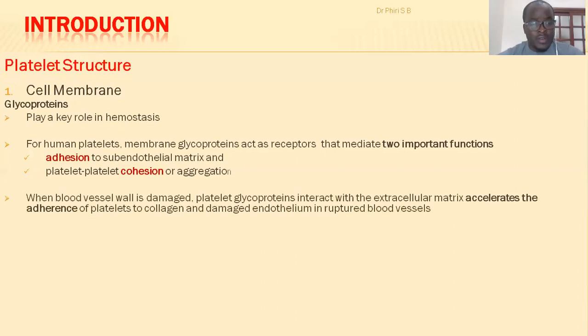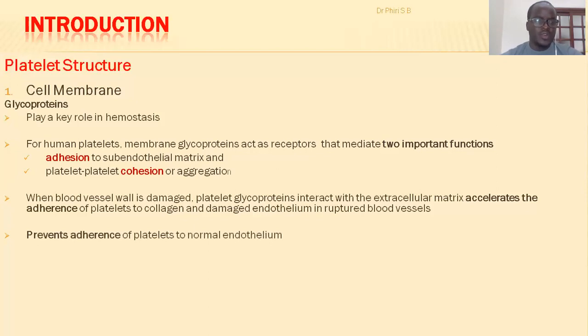Then when the blood vessel wall is damaged, platelet glycoproteins interact with the extracellular matrix, which accelerates the adherence of platelets to collagen and to the damaged endothelium in ruptured blood vessels. When you have ruptured blood vessels, collagen will be exposed, and this glycoprotein, like we said, functions as a receptor. So they are able to go and bind to that collagen, and this binding of glycoprotein to collagen is facilitated by Von Willebrand factor.